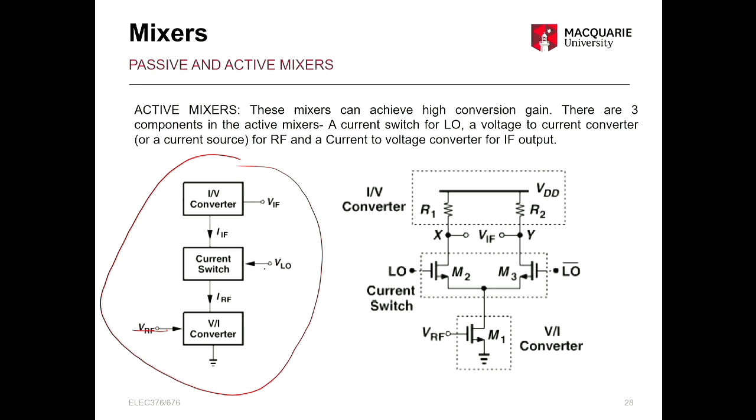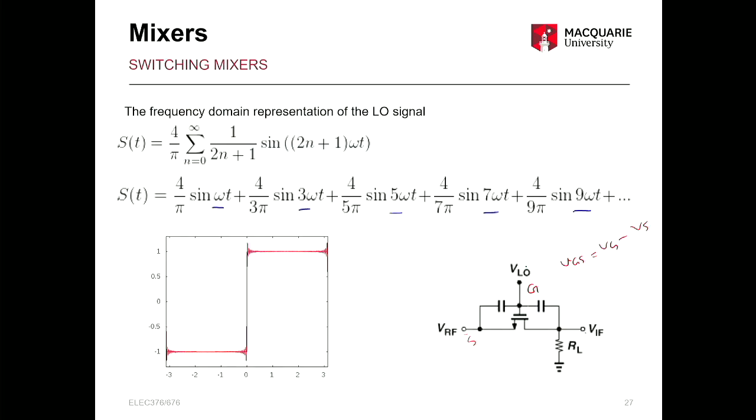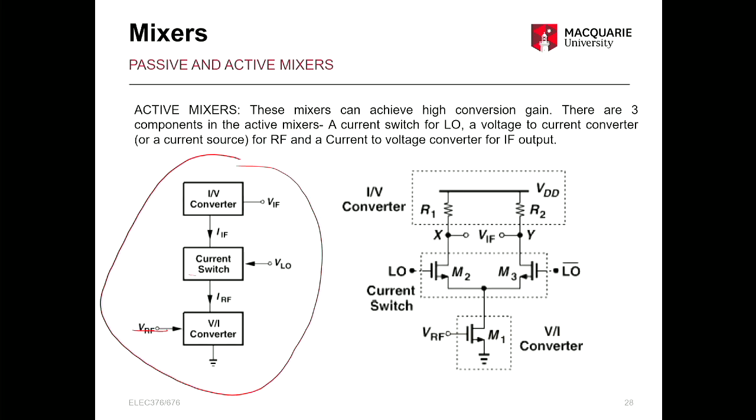Sorry, you give LO to the current switch, like we did before. Like we did here, you give the square wave to the gate of the switch, and RF to the voltage to current converter. Can you name a voltage to current converter? What is a MOSFET? Because a MOSFET is a voltage controlled current device. If you give voltage, you can control current. By changing the voltage input, you can change the current at the output. So that is a voltage to current converter.